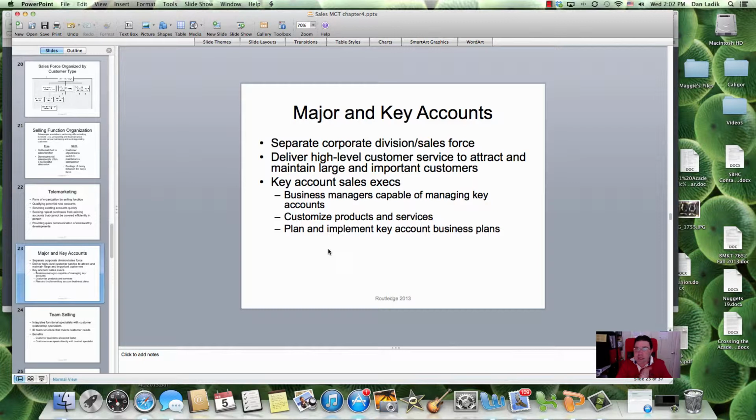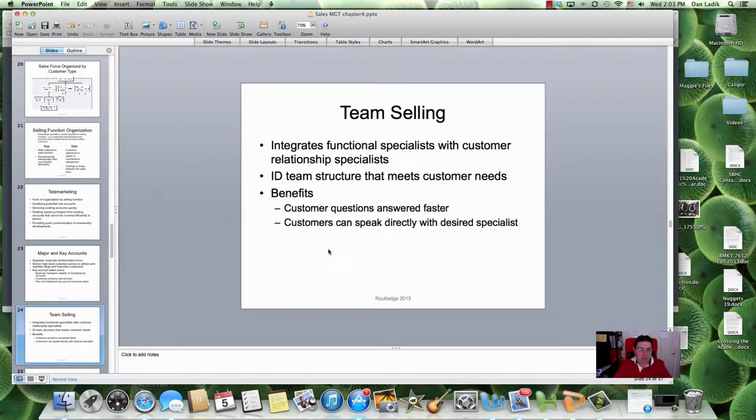A lot of times when we talk about organizing our sales force, especially in the CRM philosophy, we can organize them by major accounts and key accounts. And it could be the case that there's a customer that is so important that they have their own dedicated person to that company, and that individual takes care of anything that company has and their needs.